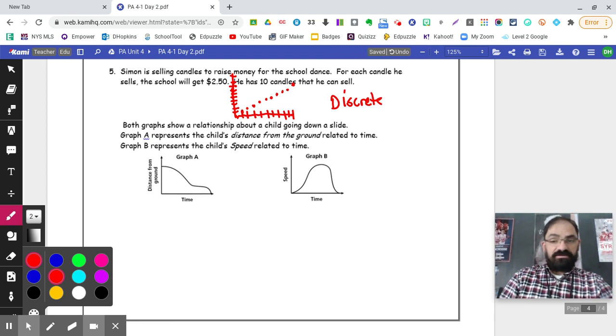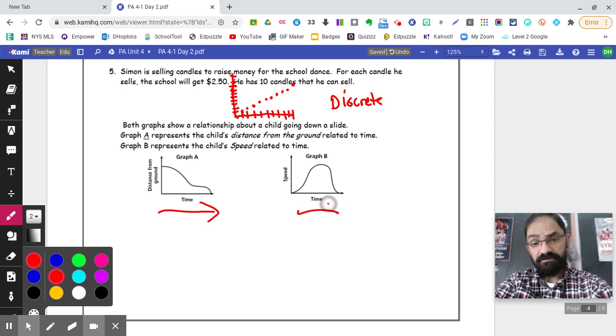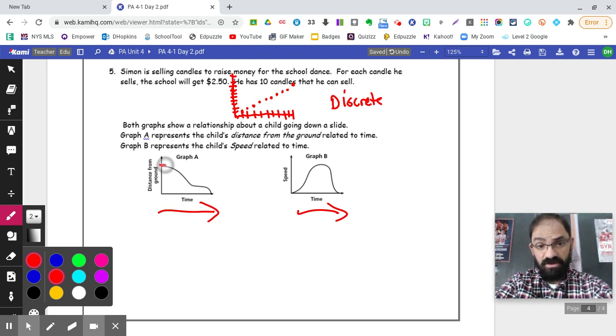Okay, this last little example says both graphs show a relationship about a child going down a slide. But we really have to be careful about the axes. So let's just pay attention. It says graph A represents the child's distance from the ground. So we both have time on the bottom, but on the side it's a little different. This is distance from the ground. So as the child slides down, he gets closer to the ground, comes to a stop.